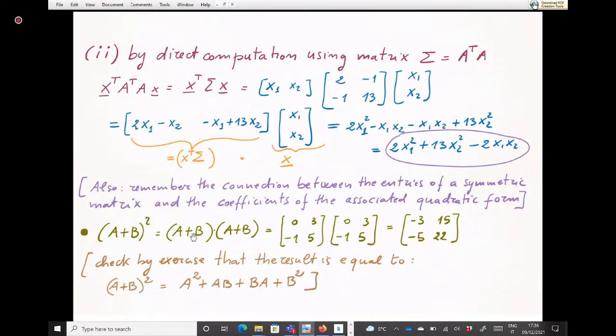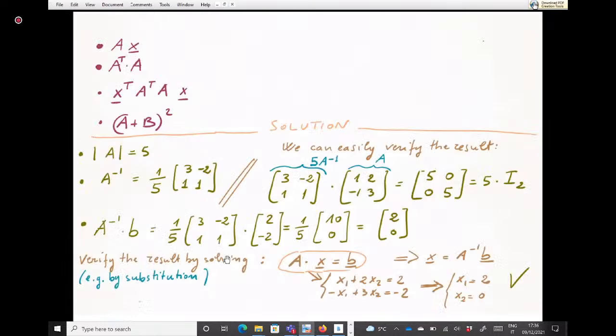The other question was the square of A plus B. The square of A plus B is a 2 by 2 matrix, just obtained by adding A to B.